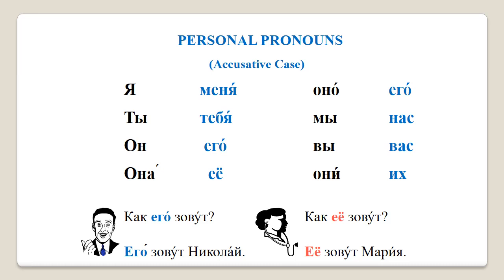Now you remember from supplementary materials from previous lectures that G in the word его is actually pronounced as V. So both him and it become его.